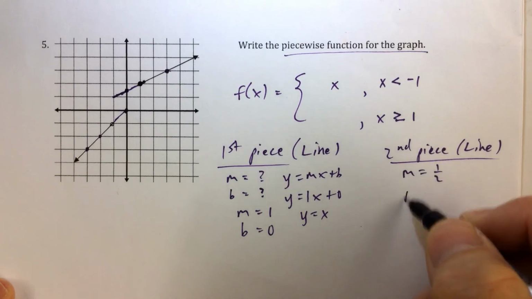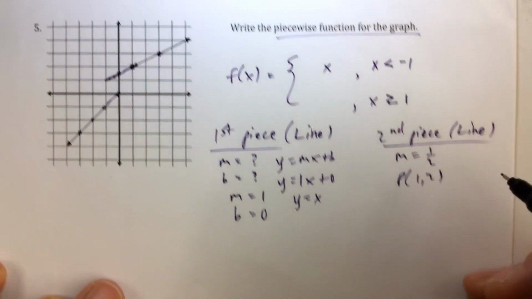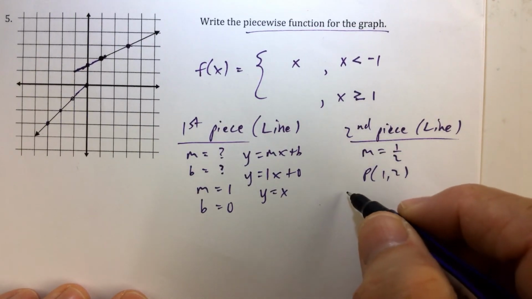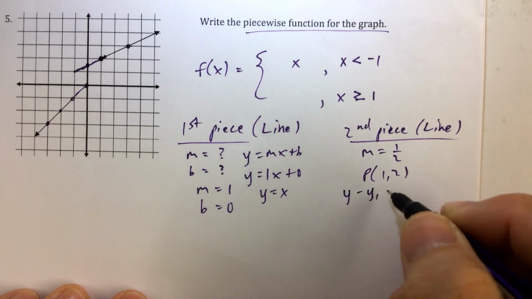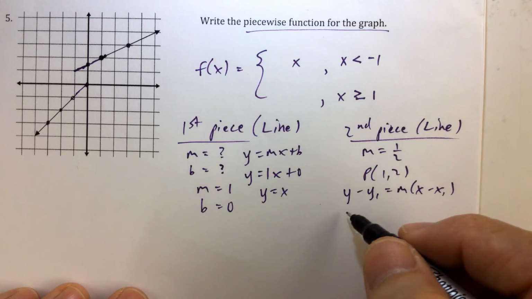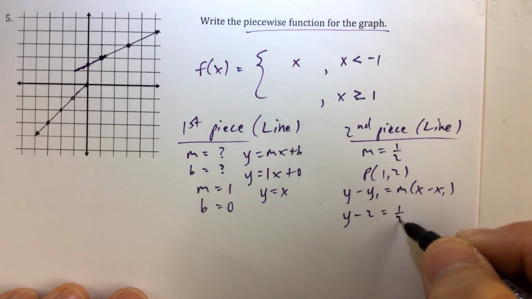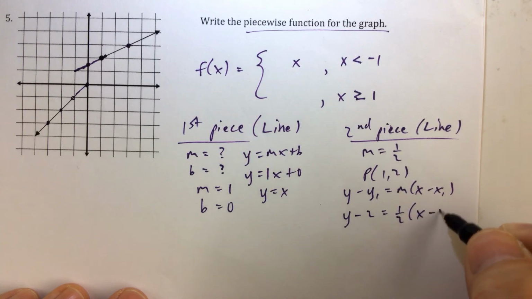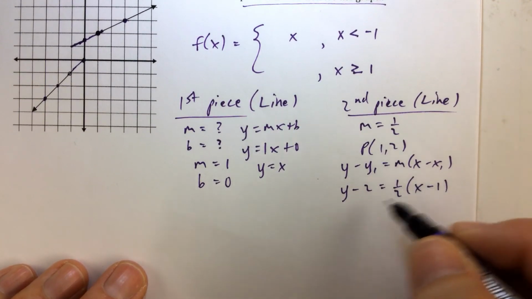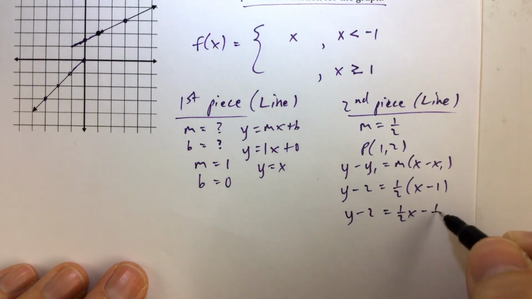If we know the slope and we know a point, then let's say we use the point (1, 2). Well, we know how to find the equation of a line when we know the slope and a point. We know that we do y minus y1 equals slope times x minus x1. And then we replace y1 with 2, the slope with 1/2, and the x1 with 1. And then we're going to distribute the 1/2, and we get y minus 2 equals 1/2 x minus 1/2.